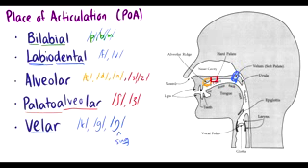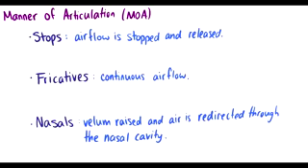So now that we know the places, we should probably look at the manners. So I have all these different sounds, but all the sounds are different. So we have stops, and stops are where the airflow is stopped and released. So a sound like P, we close our lips and then we let out a puff of air. So P is a stop because we have stopped airflow and we pushed it through.